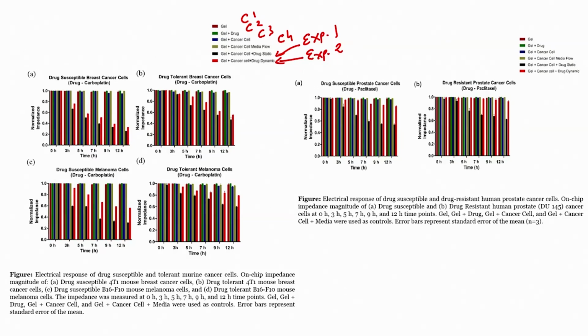right. So, what is our experiment number 1? Gel plus cancer cell plus drug in a static situation. Experiment number 2 is gel plus cancer cell plus drug in a dynamic situation, all right. So, first let us see drug susceptible breast cancer cells.